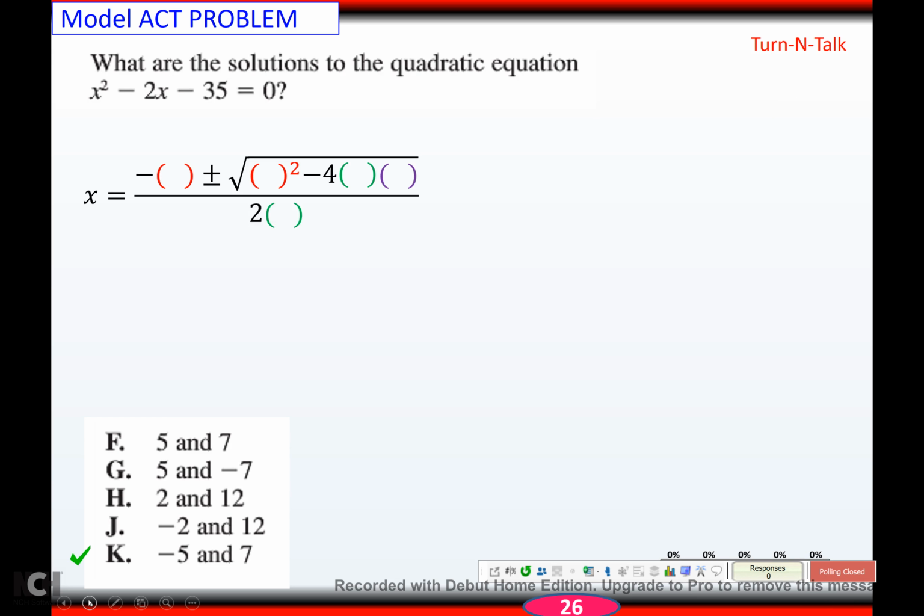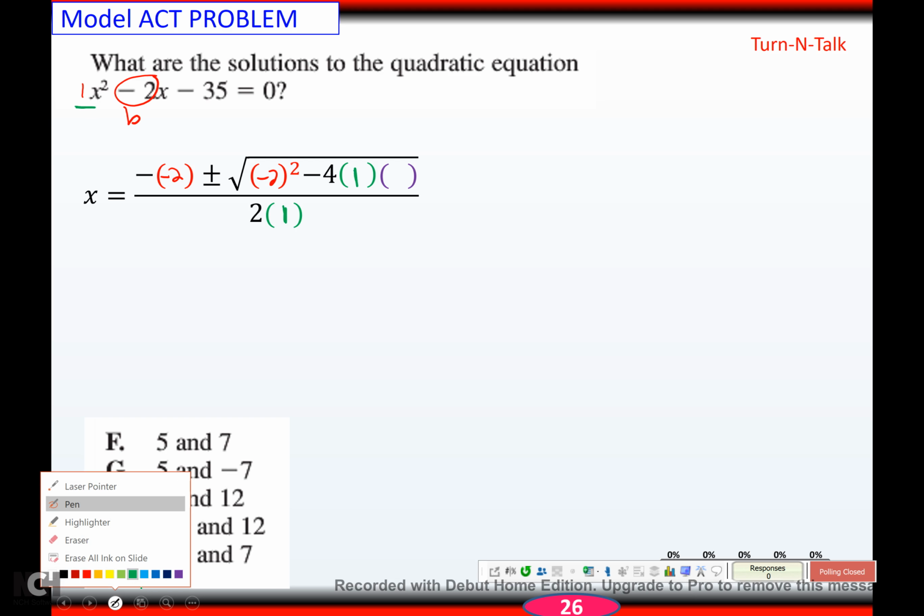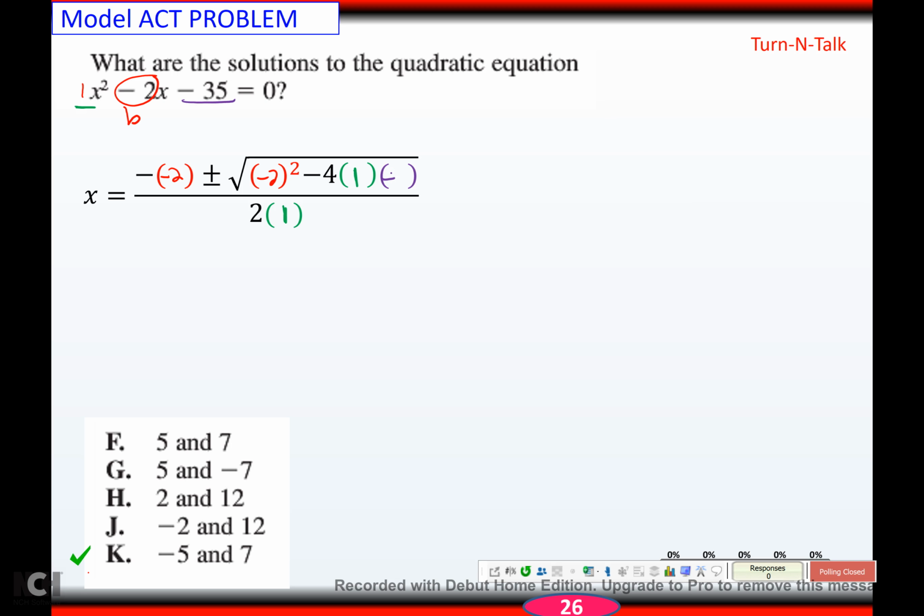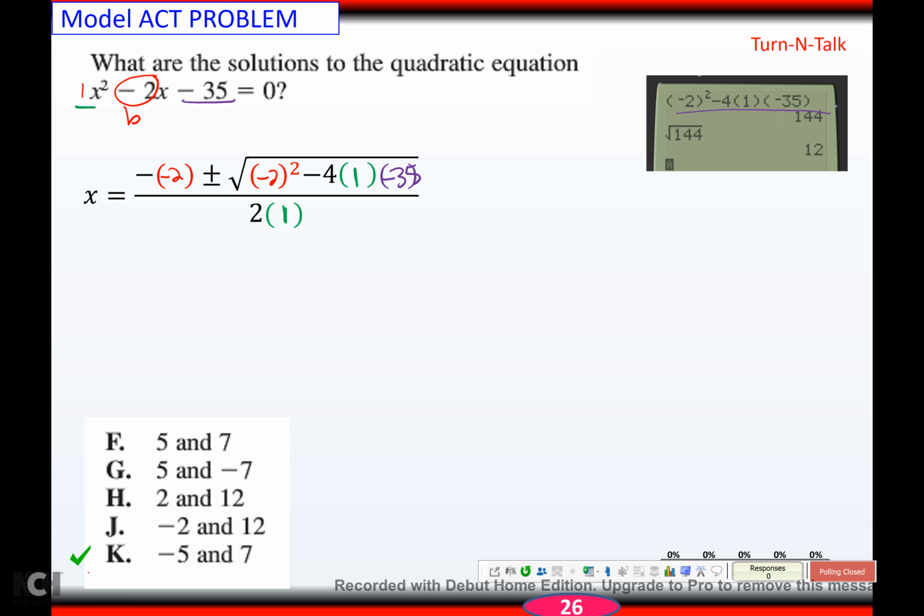And hopefully you got negative 5 and 7. Alright, here's my equation, which means my b is negative 2. So I put a negative 2 here and a negative 2 here. My a is 1, so I put 1 here and 1 here. And my c is negative 35. And again, so I don't screw this up, I type in underneath first.